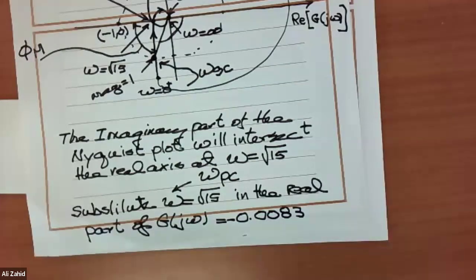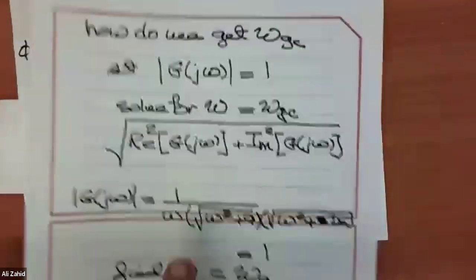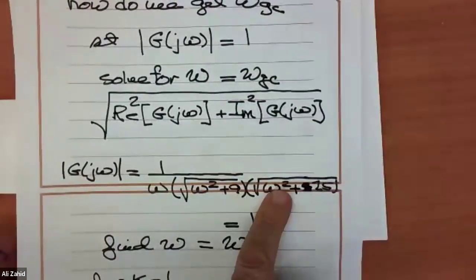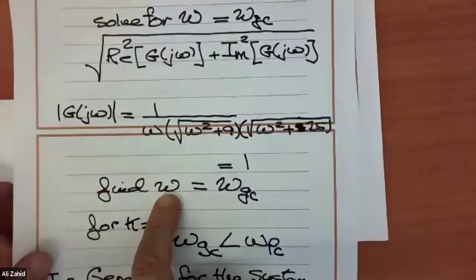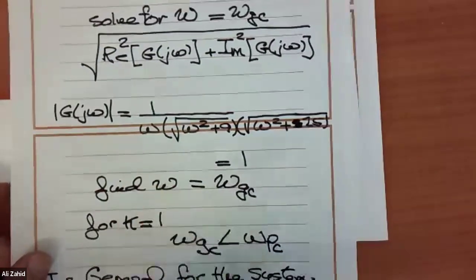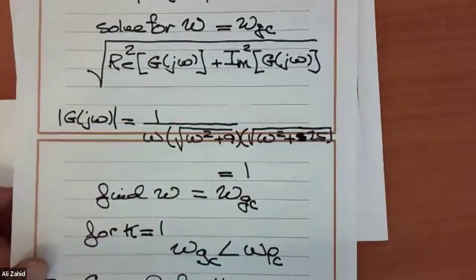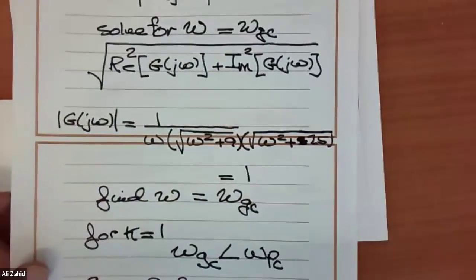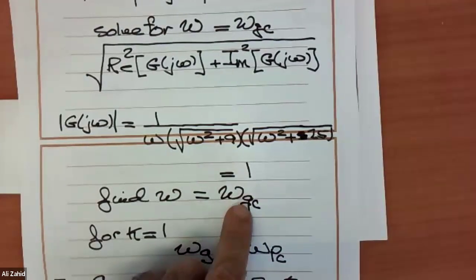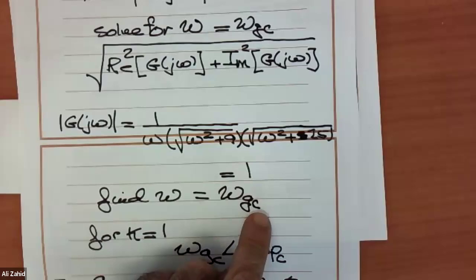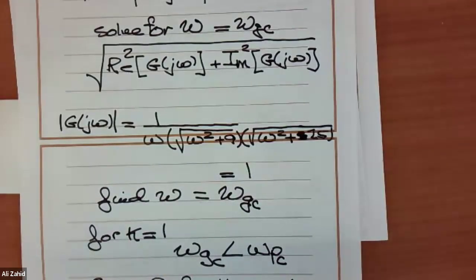Where did I write it? 1 second. Here. That's the absolute value. I set it equal to 1. And what do I calculate? At what omega? Are you following me or not? What is that omega? That omega is omega GC, which is the gain crossover frequency. Did you get it?